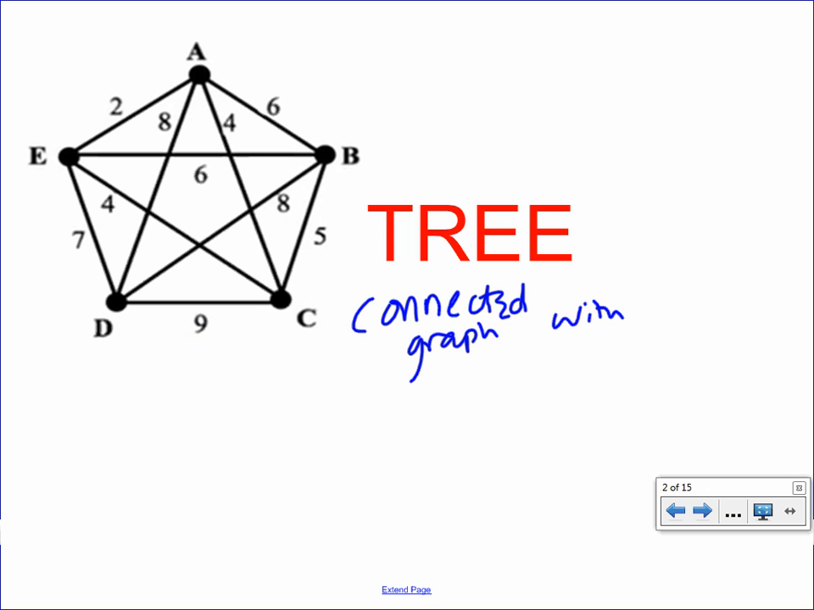A connected graph with no cycles. Exactly. Right. Connected graph with no cycles. Yeah, that is what a tree is. Now the cycles are the round and round thing. The connection is that there's a path between every two vertices, but a tree is just a connected graph with no cycles.